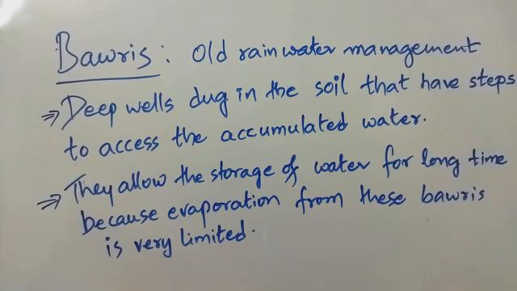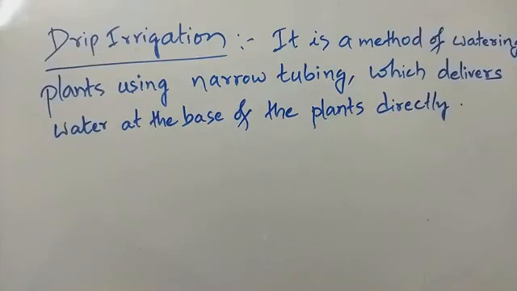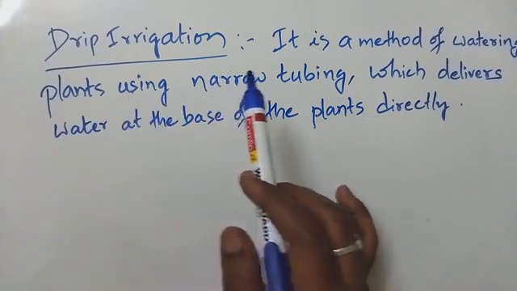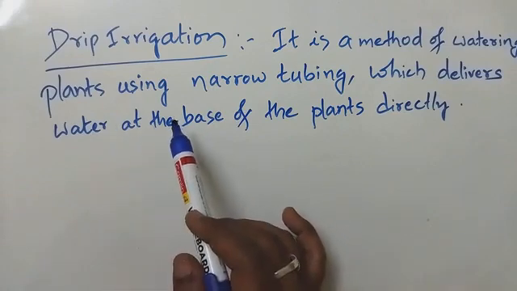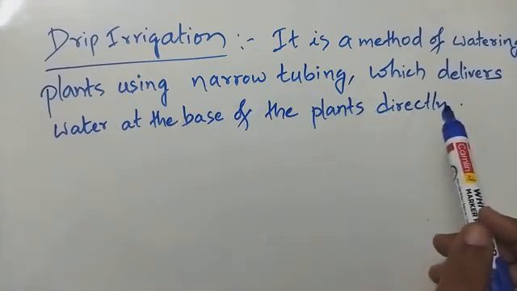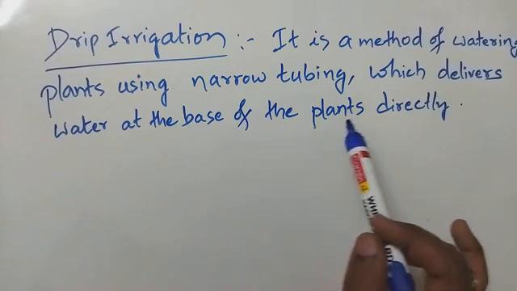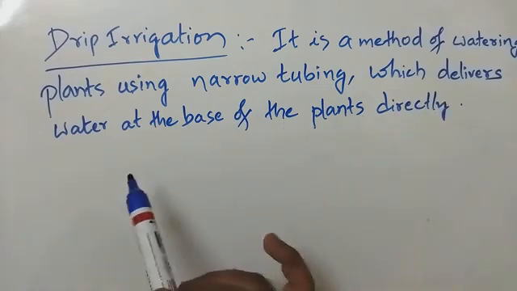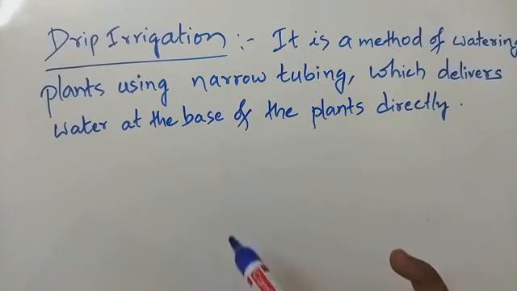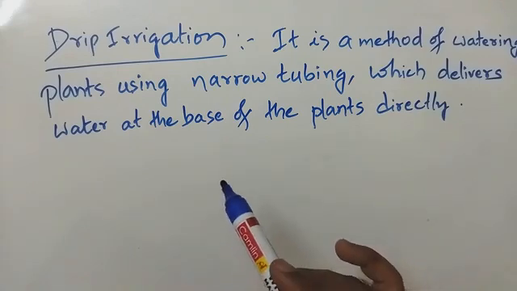What is drip irrigation? Drip irrigation is a method of watering the plants using a tube system that delivers the water drop by drop at the base of the plants. So this is the definition of drip irrigation. This drip irrigation is used by the farmers where there is severe water shortage.